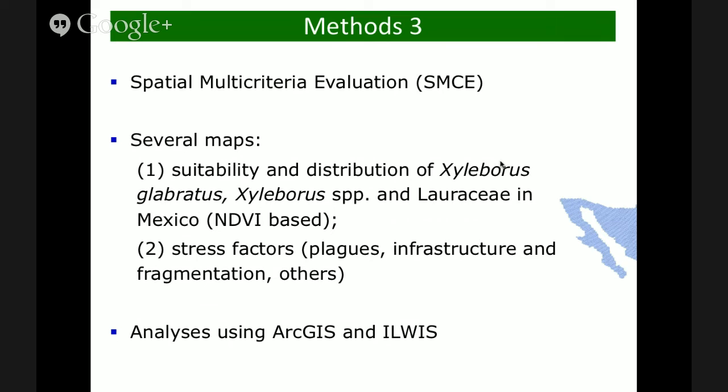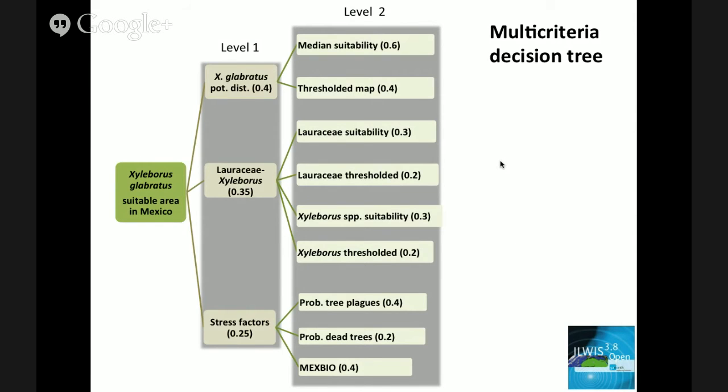We are using niche models based on NDVI, which is a vegetation index from remote sensing sources. And also we're using stress factors related to plagues and infrastructure and fragmentation and number of dead trees. For this exercise, we're using all the niche modeling tools that we commonly use, but also ILWIS, which is an open source software where you can use the spatial multicriteria evaluation tools.